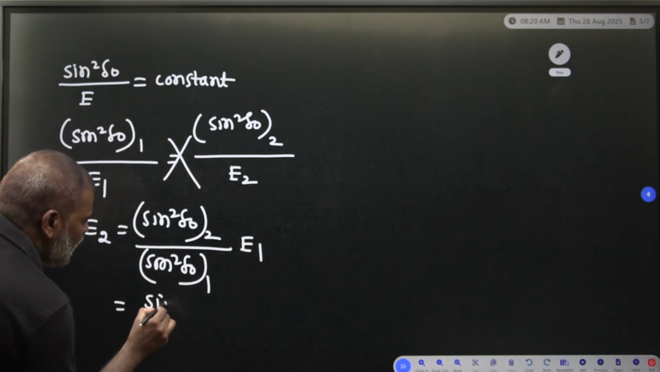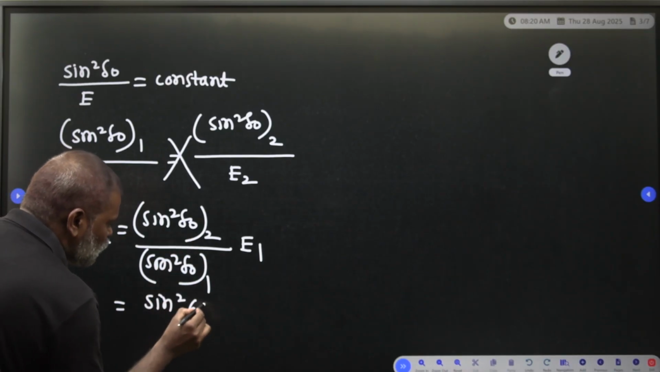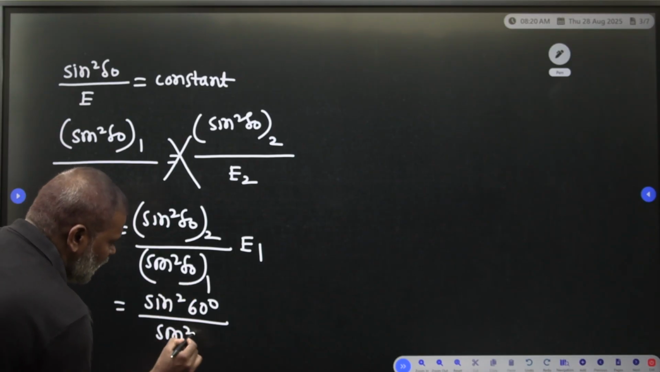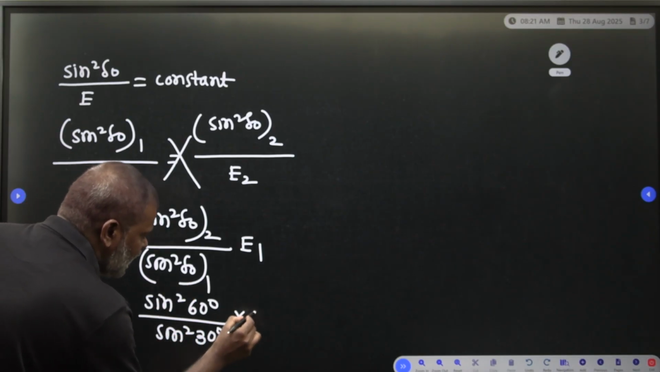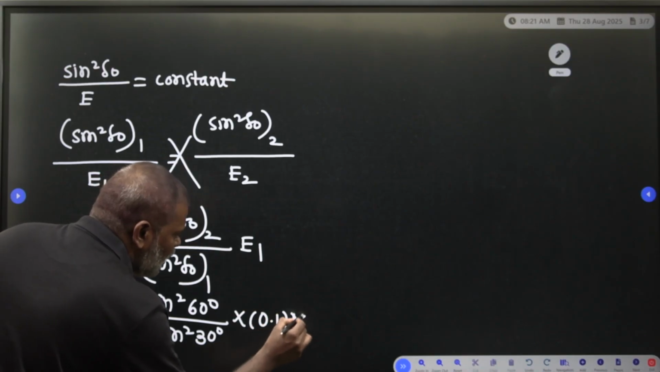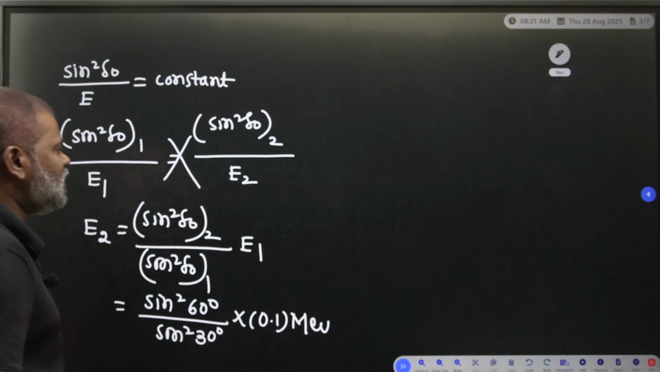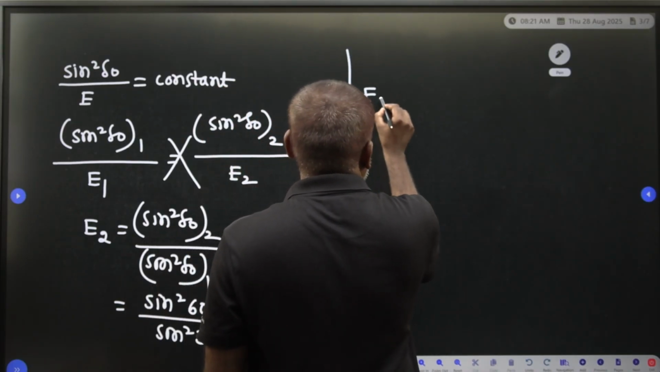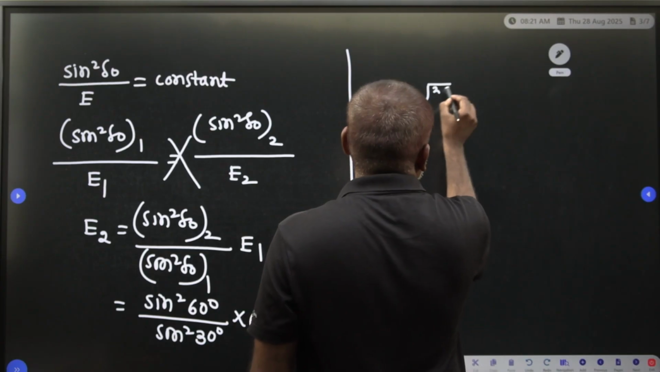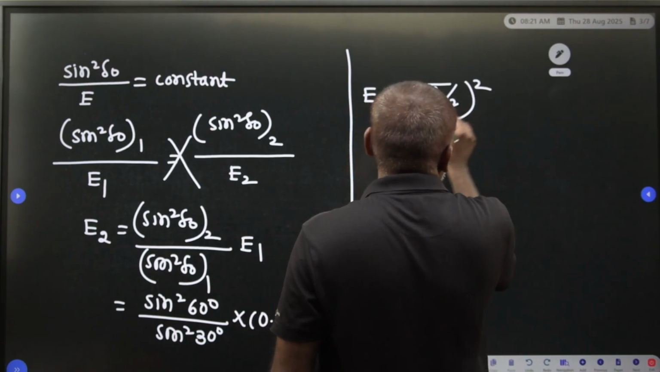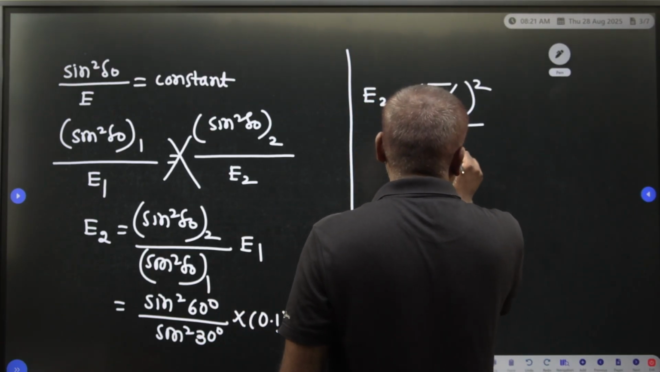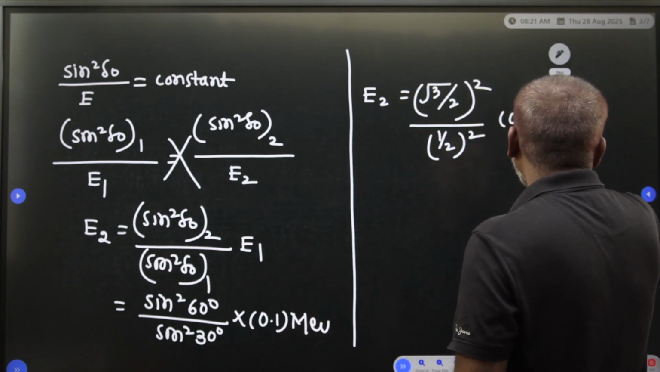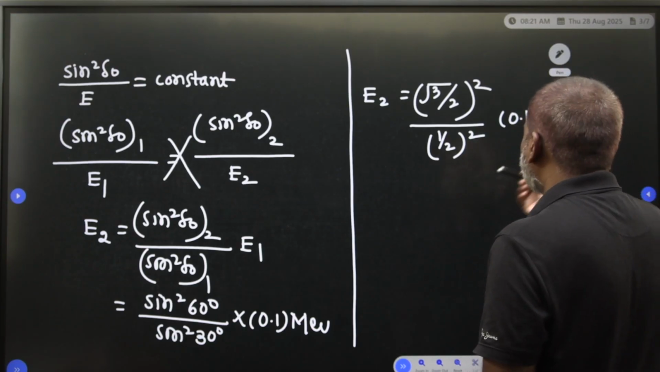So E2 is equal to sin square 60 degrees divided by sin square 30 degrees, into 0.1 mega electron volt. Sin 60 is equal to root 3 by 2. So E2 is equal to root 3 by 2 whole square, divided by sin 30 which is 1 by 2, 1 by 2 whole square, into 0.1 mega electron volt.